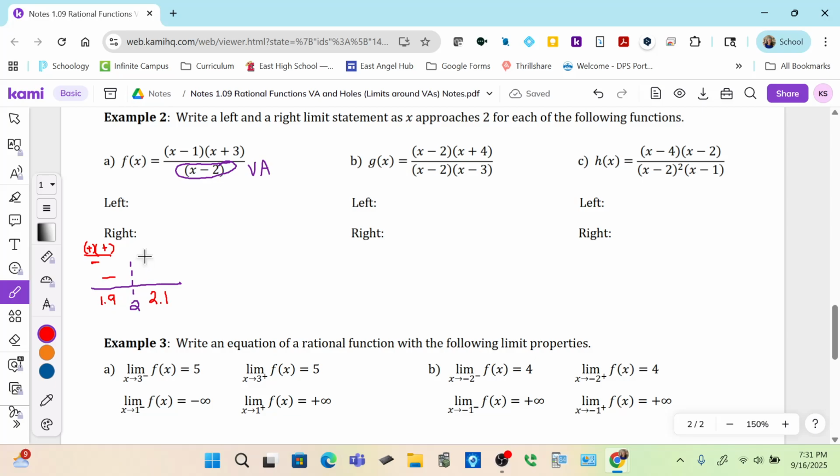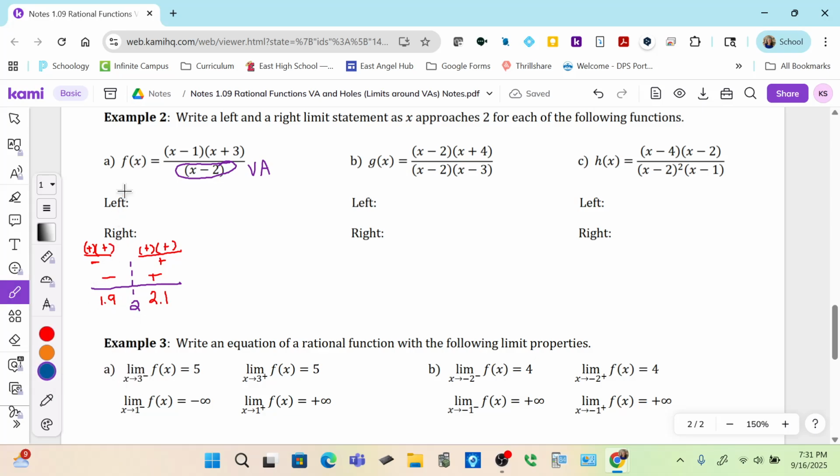Let's try 2.1. 2.1 minus 1 is a positive number. 2.1 plus 3 is also a positive number. And 2.1 minus 2 is a positive number. So I have a positive divided by a positive, giving me a positive value, meaning to the right side of 2, my value of my function is constantly increasing.